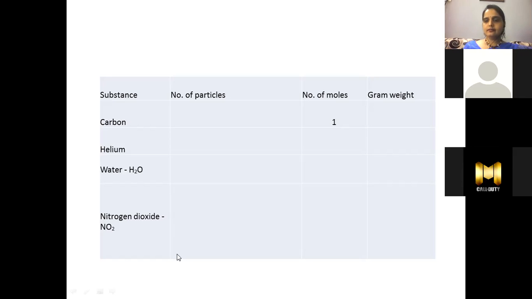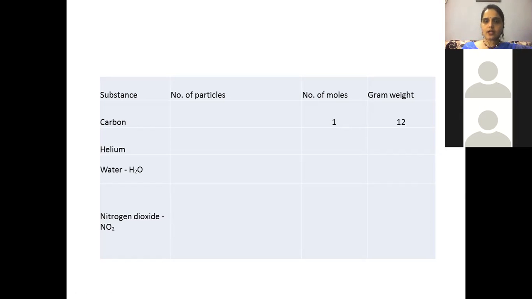Anyone? 12 grams. Yes, 12 grams. So if we have the substance taken as carbon, its 1 mole has been given, its gram weight will be 12 gram. Okay, so how many will be the number of particles? Concentrate on the number of moles. We have only 1 mole given. So how many particles will be there?